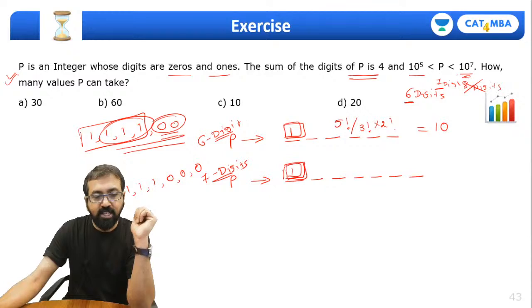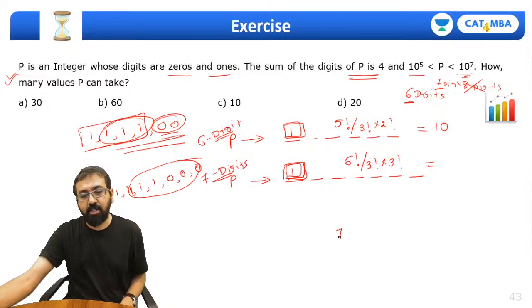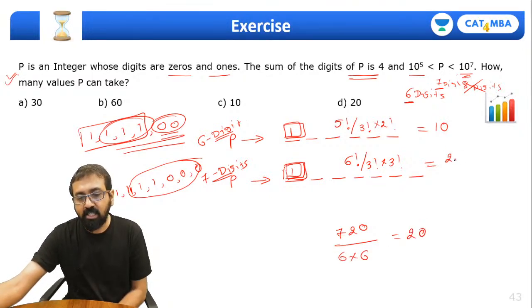1 has been fixed. So now what digits are we left with? 3 ones and 3 zeros. So 6 factorial divided by 3 factorial into 3 factorial. Again, what is 6 factorial? 720. Divide by 3 factorial into 3 factorial, it's 6 into 6, so this will come out to be 20. So we'll get 20 numbers over here. So total numbers are 30.